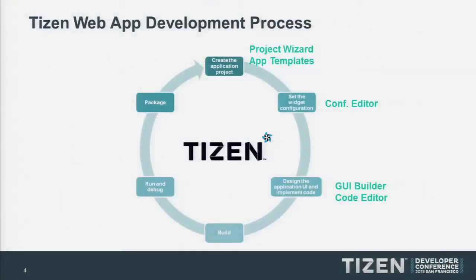It also provides the web GUI Builder, where you can drag and drop to design your UI. The code editor supports Tizen Web API auto-completion, syntax highlighting, and those features. Build has been integrated into the IDE. You just trigger the build by clicking the context menu. For run and debug, as I said, there are the Tizen emulator and the Tizen Web Simulator. It also supports web remote debugging, so you can debug your application directly from the Eclipse IDE.